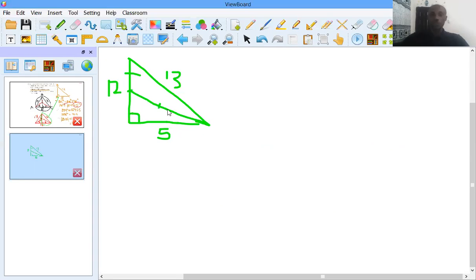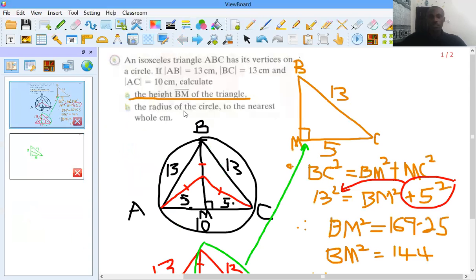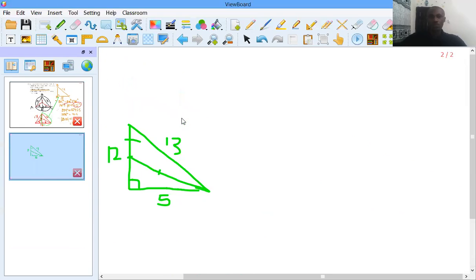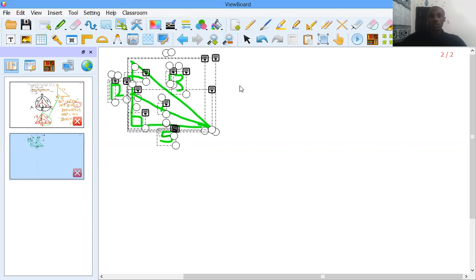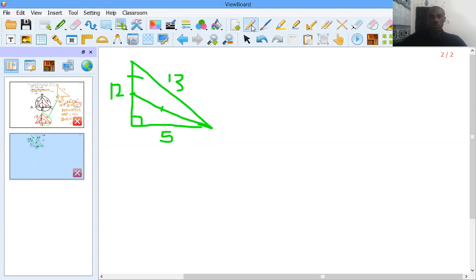So here's just a rough sketch. Don't mind my sketch. Okay, now the problem is: the question says calculate the radius of the circle. So to solve for the radius of the circle, how do we go about solving for the radius? All right, let's strategize and see what will happen.